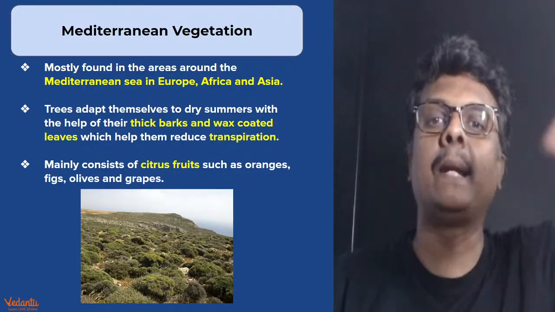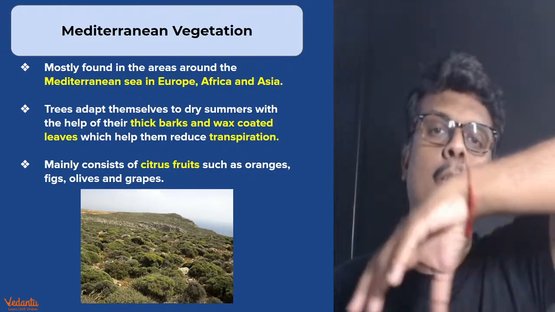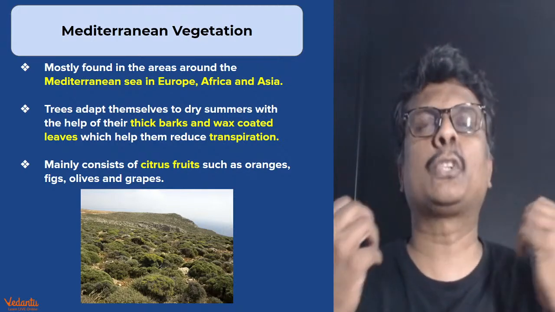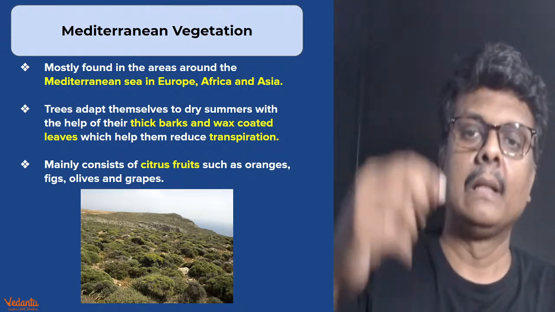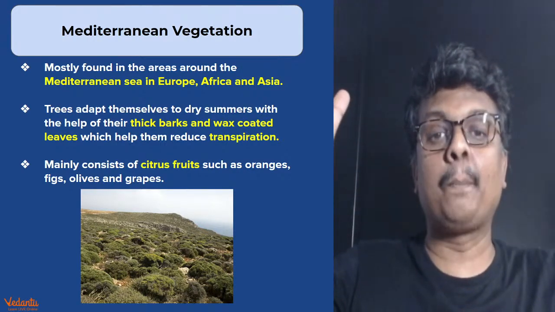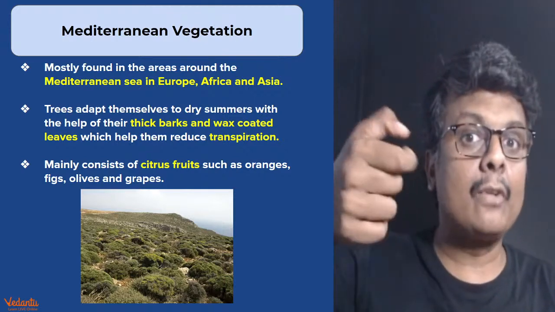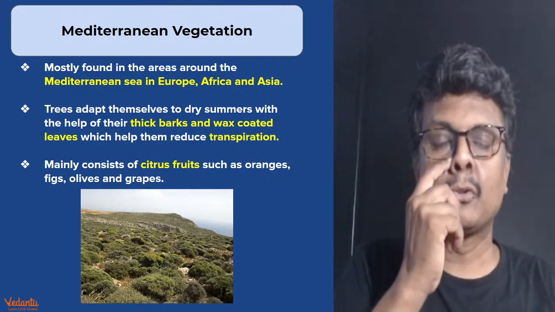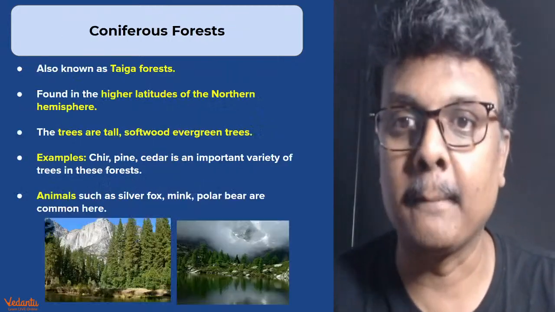Mediterranean vegetation is typically around the Mediterranean Sea, in Europe, Africa and Asia. To conserve water, the trees have very thick barks so that they can stop heat from getting in. The leaves are also wax coated by nature. You will have citrus fruits growing there.